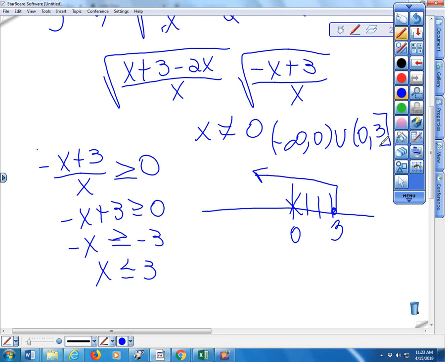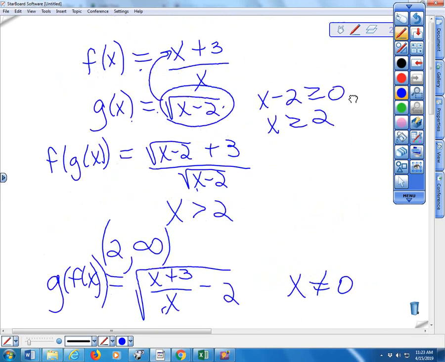So I accounted for the domain of the original and the domain of the composite. You won't have one quite this complicated on the test, but I definitely want you to understand the domain of square roots. You just can't be negative under the radical.